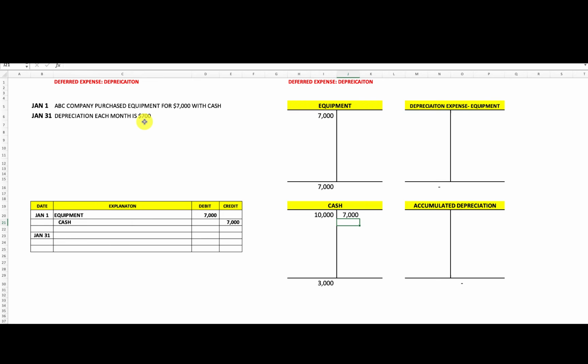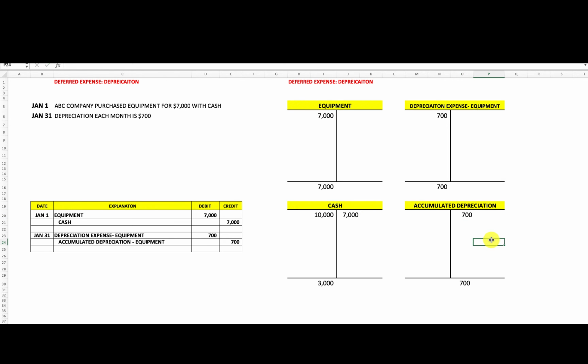So depreciation, what you need to know now is that the entry for depreciation is always the same. So depreciation each month is going to be a debit to depreciation expense and a credit to accumulated depreciation. And usually we do depreciation expense dash equipment if it's equipment, depreciation expense dash furniture if it's furniture, etc. But depreciation expense, and you credit accumulated depreciation. So I go over here and I put in my depreciation expense 700, and I have my accumulated depreciation 700.